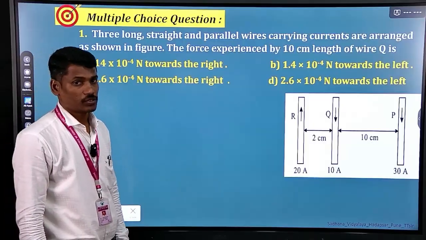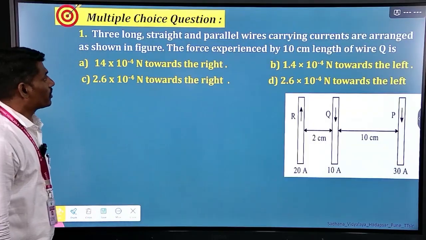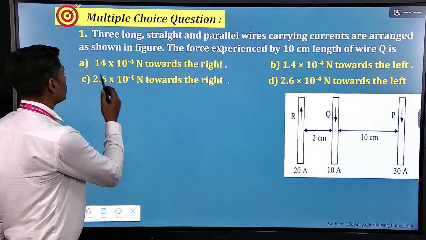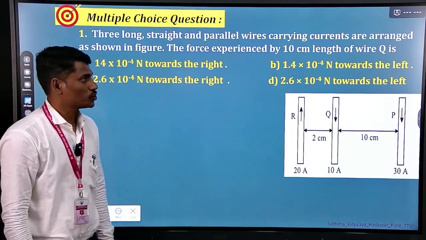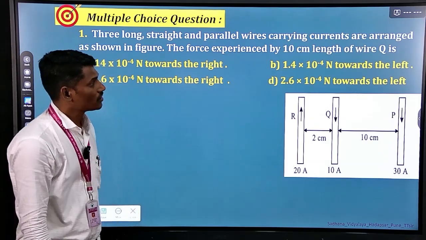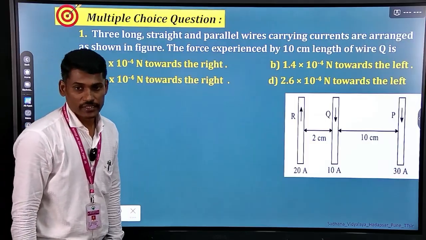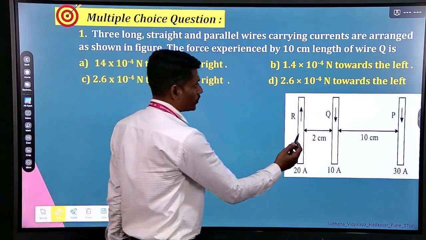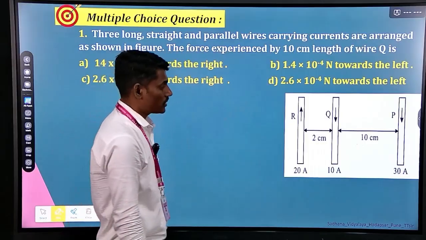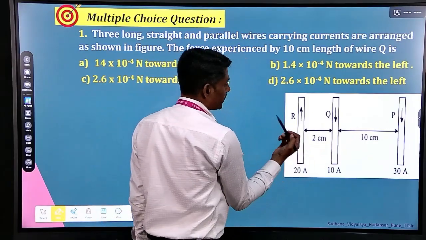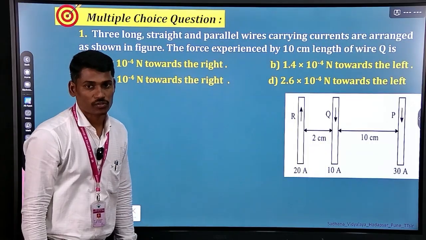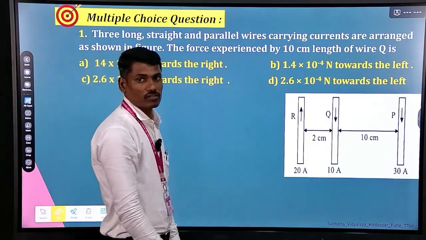We solve this MCQ. Here 3 long straight and parallel wires carrying a current are arranged as shown in the figure. The force experienced by 10 centimeter length of wire Q is ___. Here in this figure there are the 3 long parallel conductors, right. The conductors P, Q and R. We have to find out the force experienced by 10 centimeter length of wire Q.